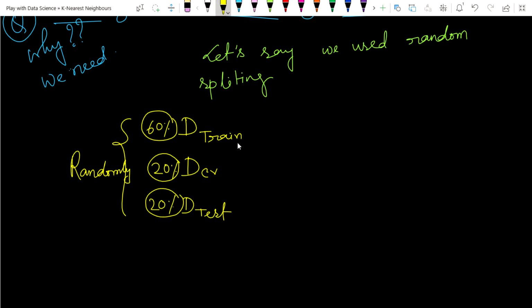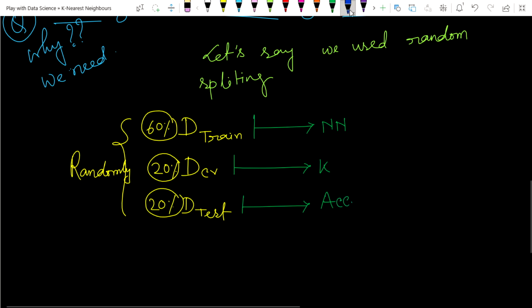According to the train data, we choose our nearest neighbor points, and according to the cross validation data we choose our best k, meaning the optimal k, and according to the test data we find the accuracy of our model. Suppose the accuracy of such a model with random splitting is 93%.